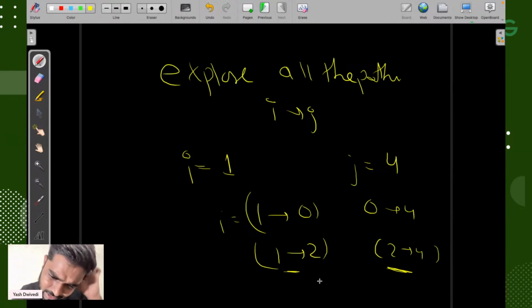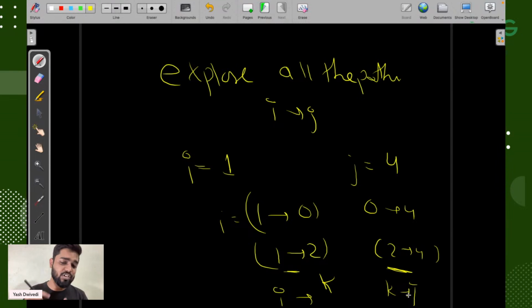There can be a node K, such that first you go from I to K, and then from K to J. This is how you can distribute this particular problem. Now in this particular case, if you look further, you can simply say one thing.